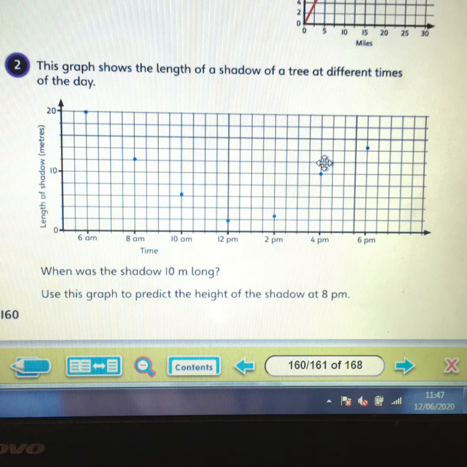So I know this is going to be a bit tricky for you because you've not got this printed out, but try and almost draw an imaginary line between all the points and then go for 10 metres. About where would that have been? And can you predict the height of the shadow at 8 p.m? So if you carried on that line, where would you get to?